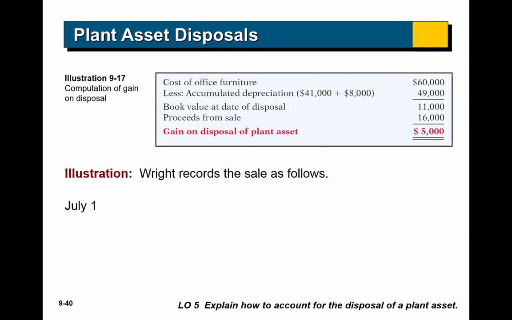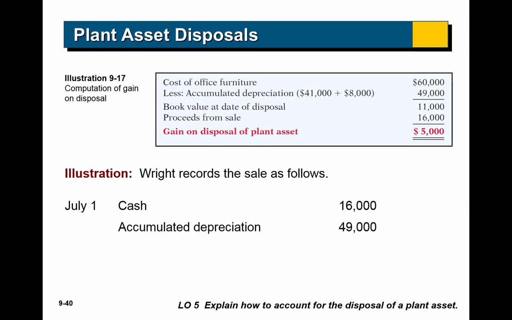Now we know the book value of the asset. So we have the cost minus accumulated depreciation of $49,000 gives us a book value of $11,000. So if we sell it for $16,000, that means we made a gain, right? We made $5,000 more than the asset was worth on our books. So the way we enter that in the journal entry is our cash goes up by $16,000. That's the proceeds from the sale.